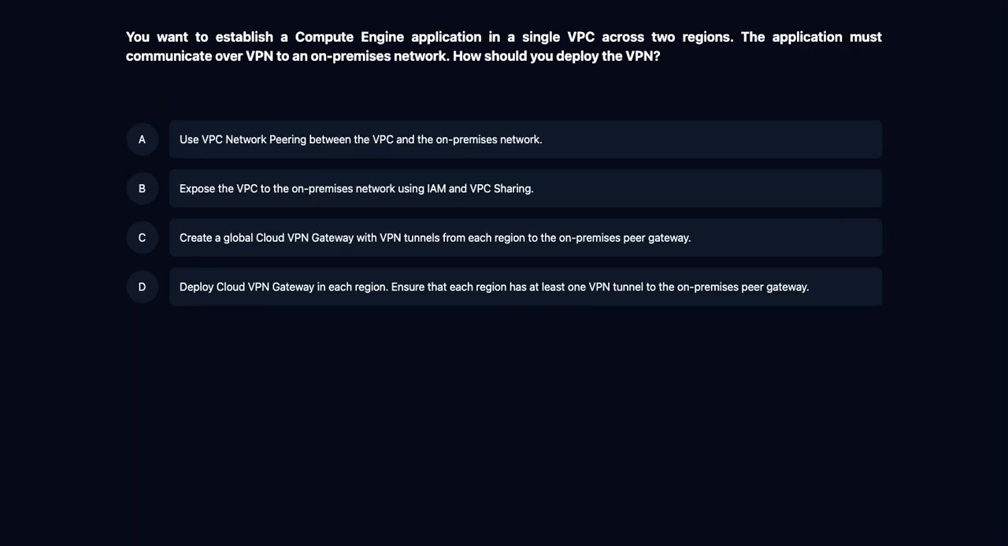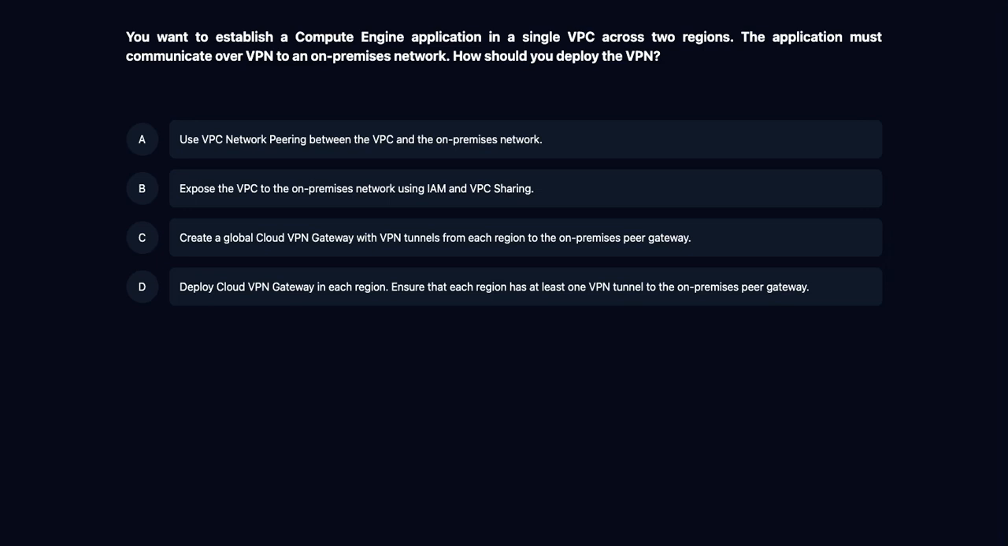You want to establish a Compute Engine application in a single VPC across two regions. The application must communicate over VPN to an on-premises network. How should you deploy the VPN? Option A. Use VPC network peering between the VPC and the on-premises network. Option B. Expose the VPC to the on-premises network using IAM and VPC sharing.